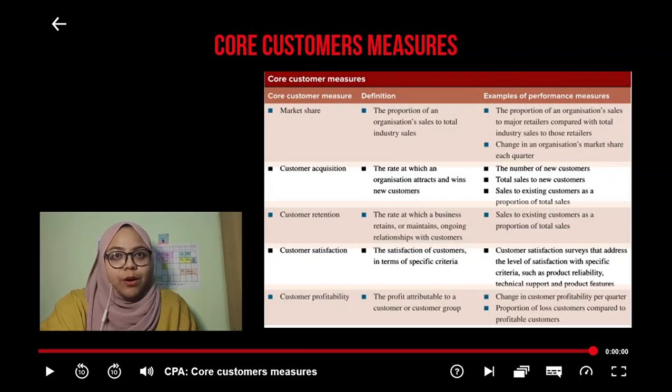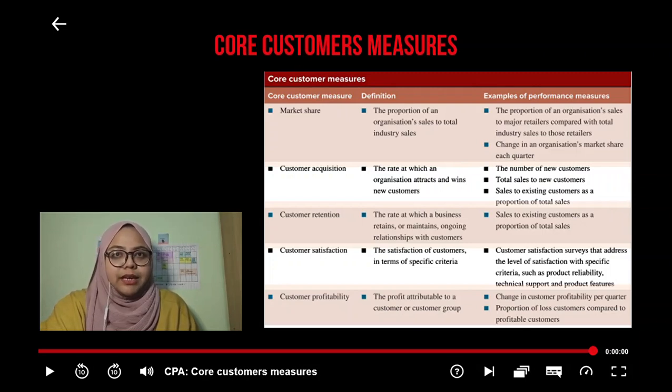There are five core customer measures. First is market share, second is customer acquisition, third is customer retention, fourth is customer satisfaction, and fifth is customer profitability. Okay, the definition of market share is the proportion of an organization's sales to total industry sales. An example is the proportion of an organization's sales to major retailers compared with total industry sales to those retailers, and also changes in an organization's market share each quarter.